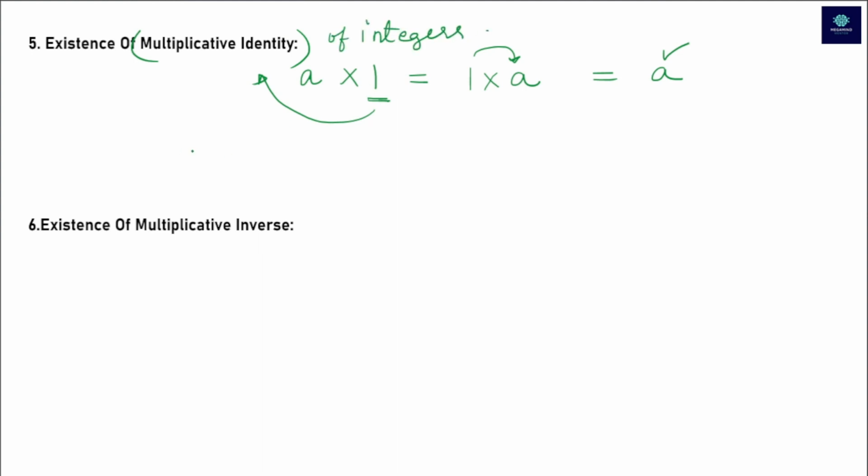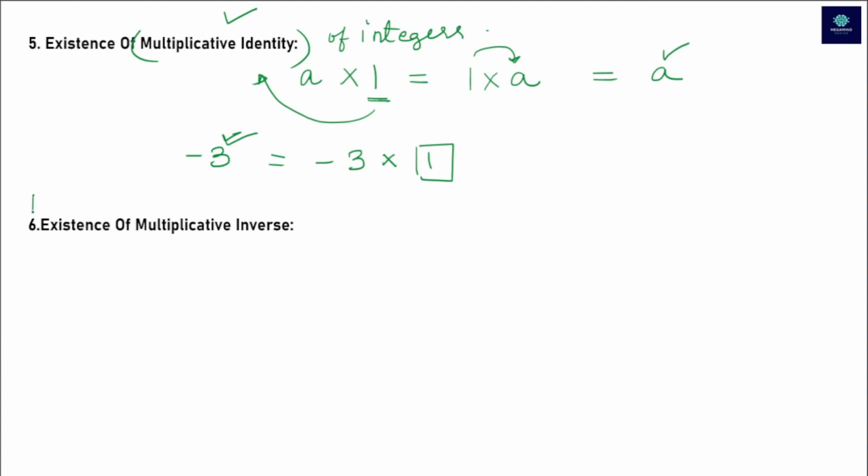For example, let us say we have minus 3 and I have to find its multiplicative identity, right? So what will be its multiplicative identity? I can write minus 3 as minus 3 into 1. And we know that this 1 is the multiplicative identity for minus 3. So remember this term, 1 is called the multiplicative identity of integers.